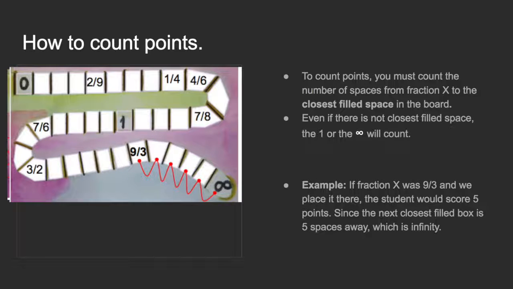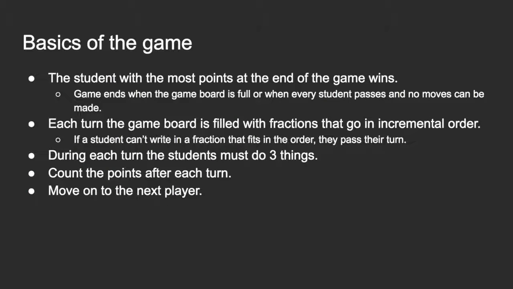Points even count to the next available number, even the 1 or infinity. If the next fraction is 9 over 3 and we place it there, the student will receive 5 points, since infinity is 5 spaces away. Once you count the points, you should move on to the next player. Repeat this process until all the spaces are filled or no more moves can be made.